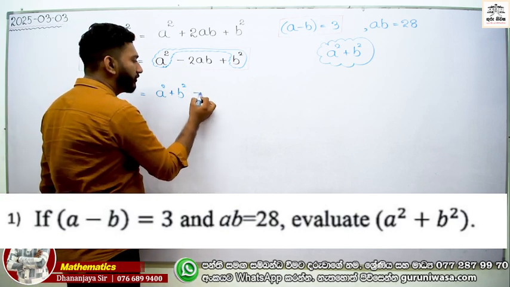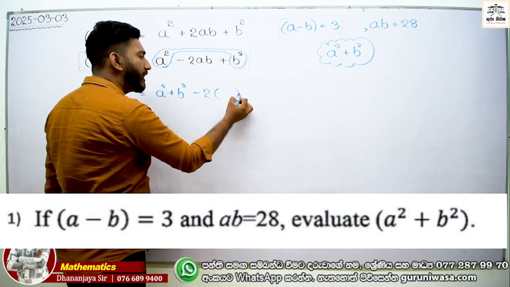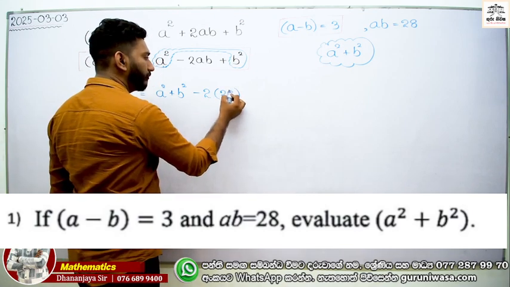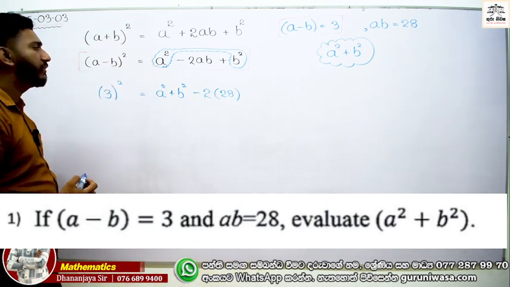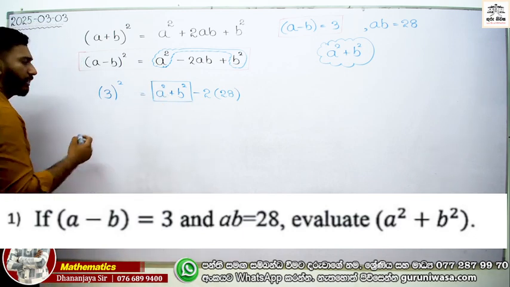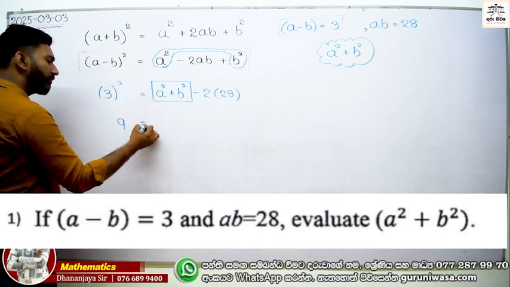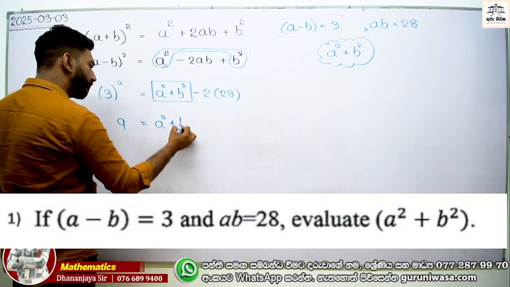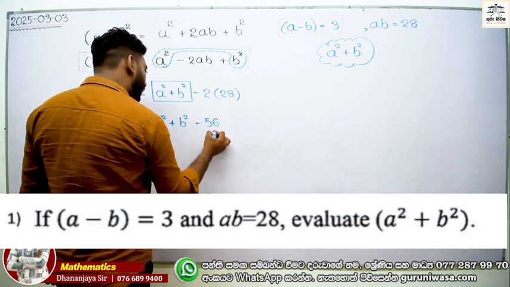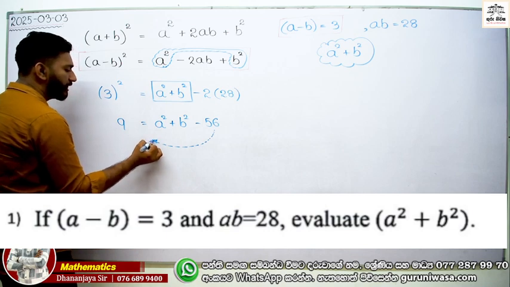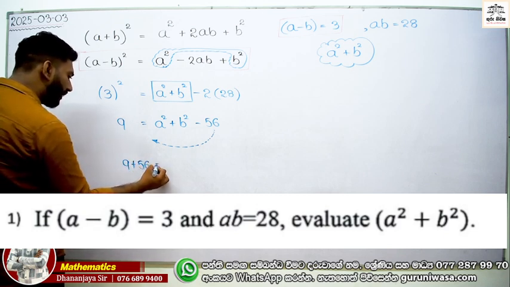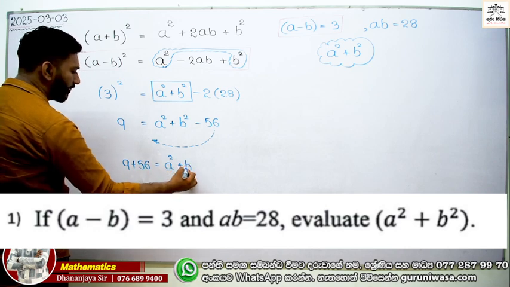And here is minus 2 times ab, and ab becomes 28. Now we can simplify and find the value for a squared plus b squared. 3 to the power of 2 is 9, equals a squared plus b squared minus 2 times 28, which becomes minus 56. Moving it to the left hand side it becomes plus, and 9 plus 56 equals a squared plus b squared.